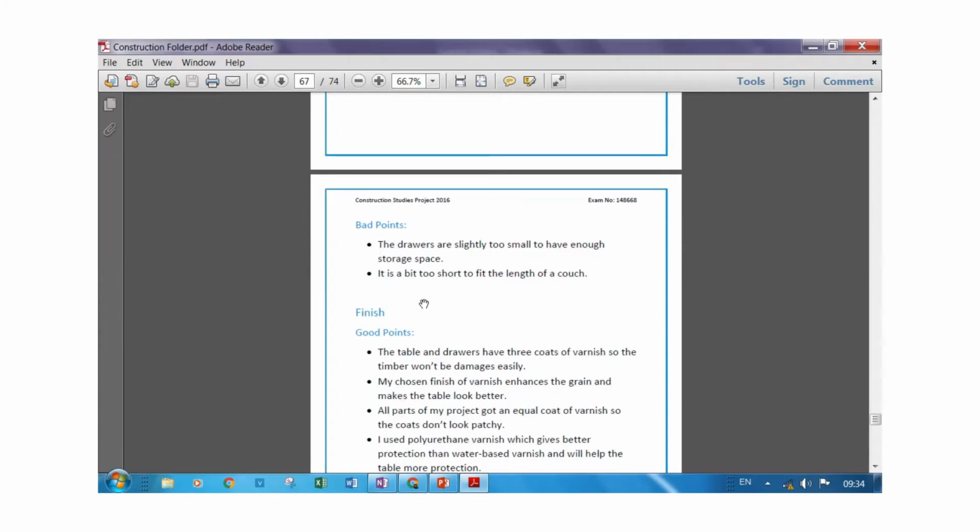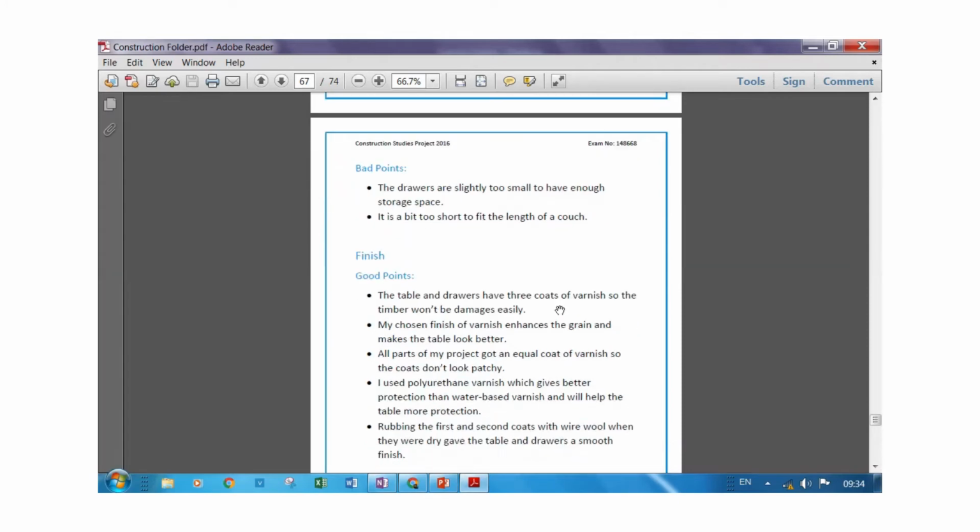Okay. Now, for example here, drawers are slightly too small to have enough storage space. So obviously in this project we had 2 drawers, but they were quite small, so there wasn't a lot of storage. So they've commented on that. Now the next thing that we have here is a bit too short to fit the length of the couch. So obviously they've looked at the size of the table they made. It wasn't big enough for the size of the couch they had.